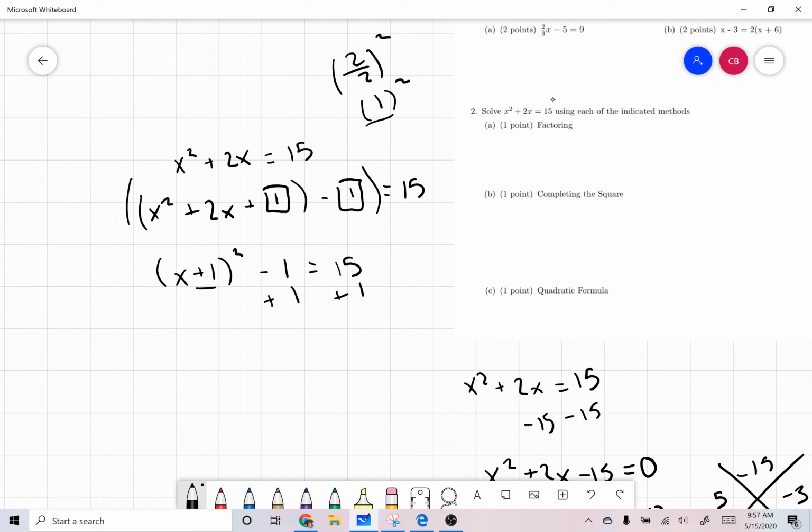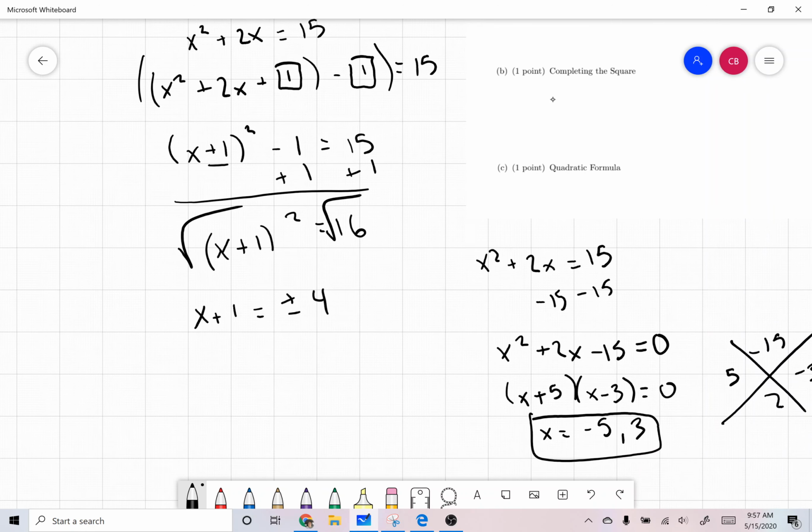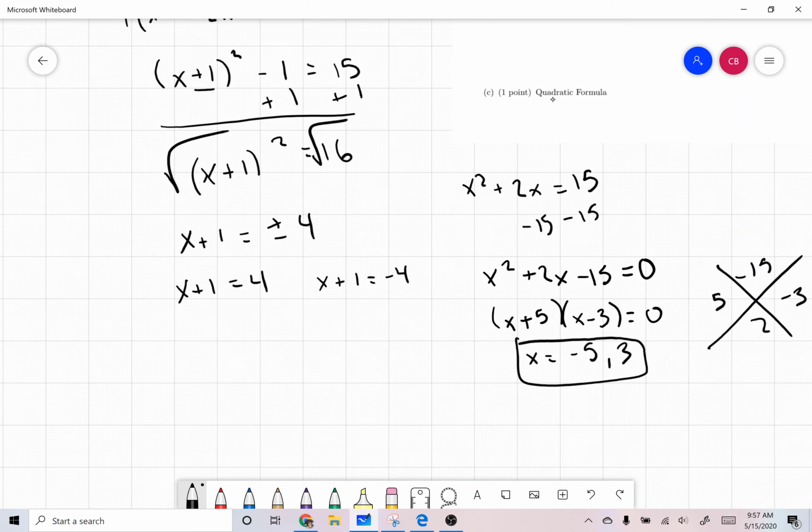Add the 1, add the 1. X plus 1 squared is equal to 16. We take the square root of both sides, so now we have x plus 1 is equal to plus or minus 4. And so this gives the following. We have x plus 1 equals 4. X plus 1 equals negative 4. We subtract the 1. X equals 3. We subtract the 1. X is equal to negative 5. Okay, so that's the second way.